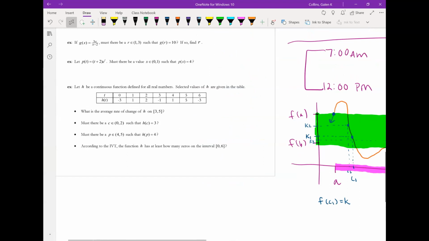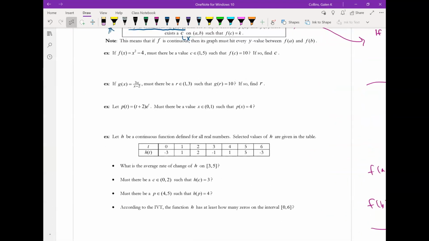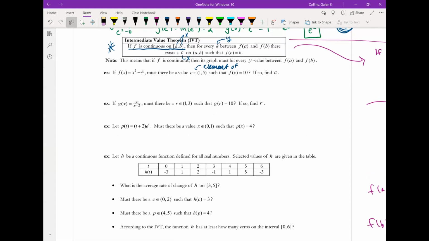All right, so this will be a little easier, I think, once we practice it. And we'll work with the IVT all year long. So, if f of x is x squared minus 4, must there be a value of c in the interval from 1 to 5? This little symbol means is an element of, but really we could interpret that as between 1 and 5. So must there be a value of c between 1 and 5 such that f of c equals 10, and if so, find c.